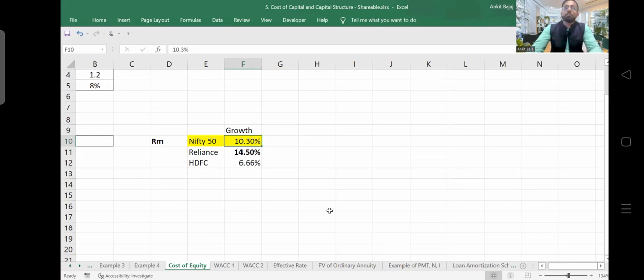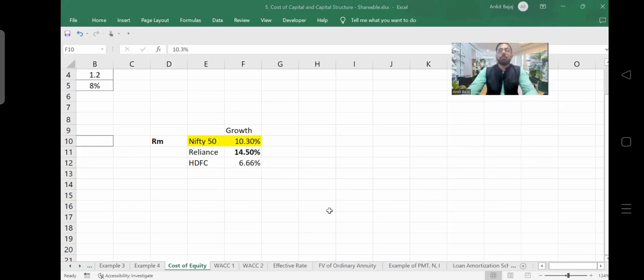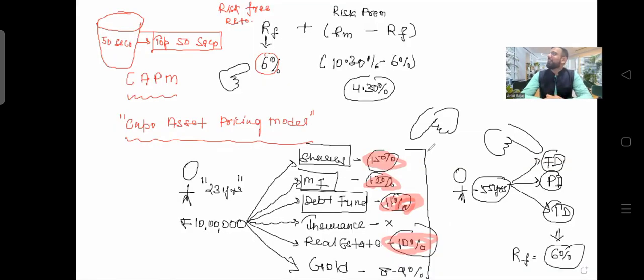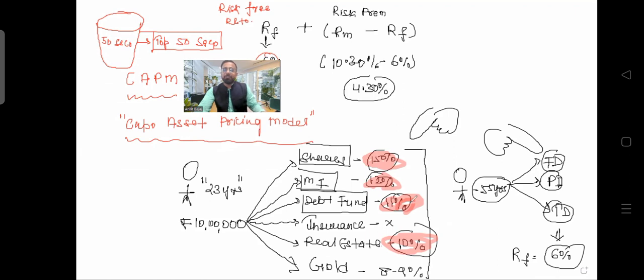Now you just let me know, according to you, which security is more volatile? Nifty 50 or Reliance? Nifty 50 is not a security, it is an index. But anyways, for your understanding, since I'm saying Nifty 50 as a security, you let me know. Reliance Limited has shown growth of 14.5%, and Nifty 50 has shown growth of 10.3%. According to you, which of the two is more volatile? Obviously Reliance, है ना?